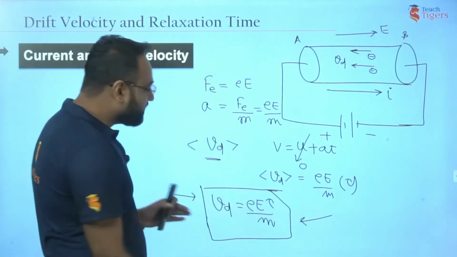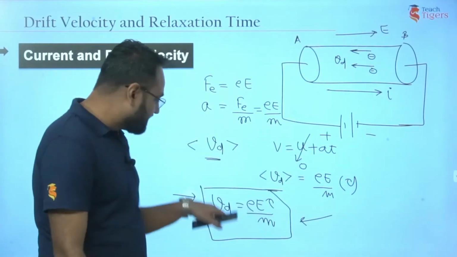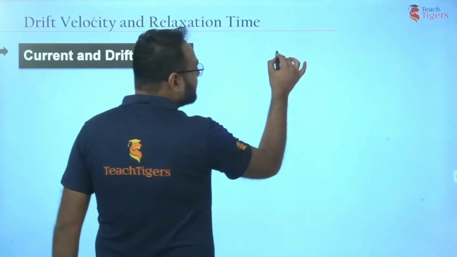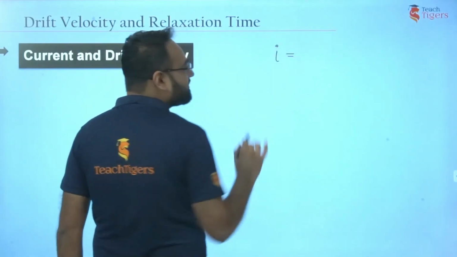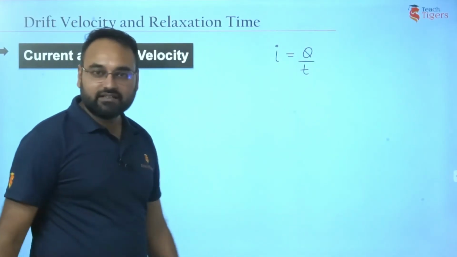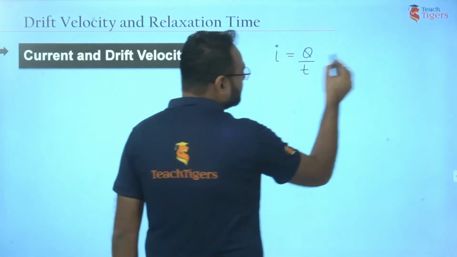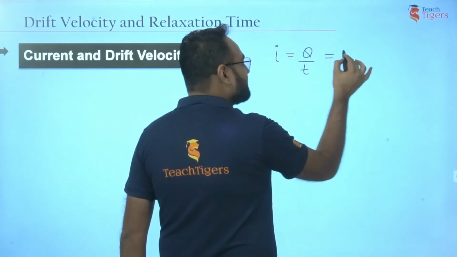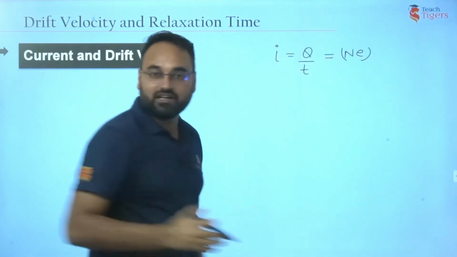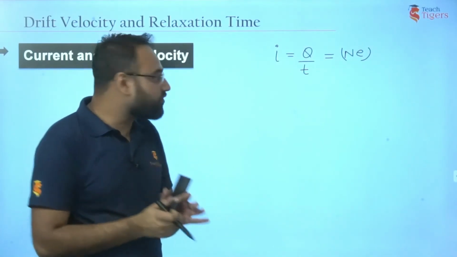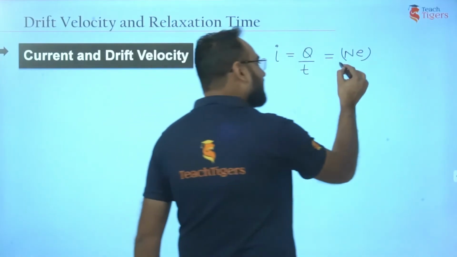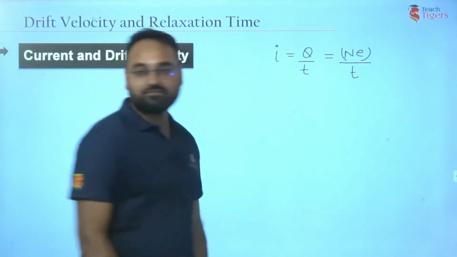So now let's try to establish a relation between current and drift velocity. We know how we define current: charge per unit time. What is this charge? Q is the total charge, which is the number of electrons multiplied by the charge on one electron, divided by the time.